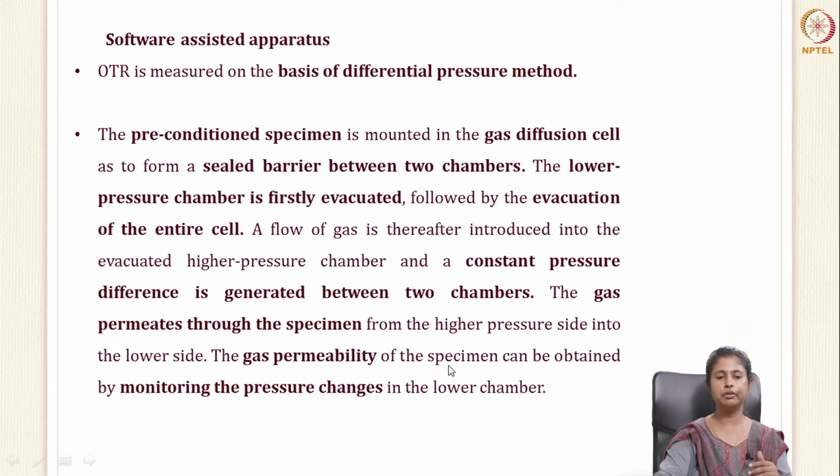Gas permeation can be obtained by monitoring the pressure change. As the pressure increases, that means more of the test sample is permeating through the plastic material to the lower chamber. That gives you an idea of the gas permeability rate of the plastic test material. Let's look into the video which will demonstrate the same for you.